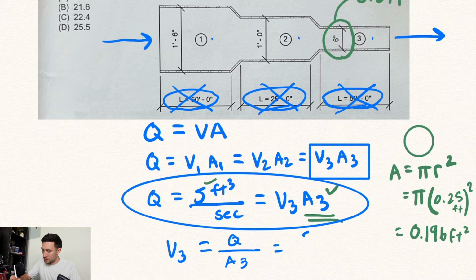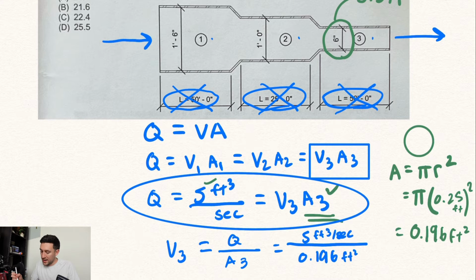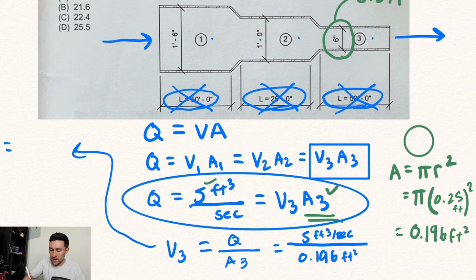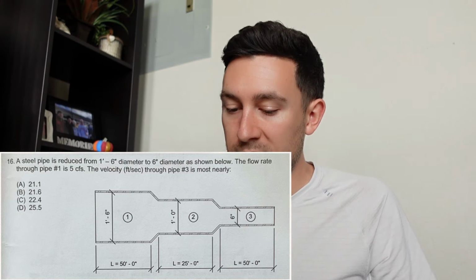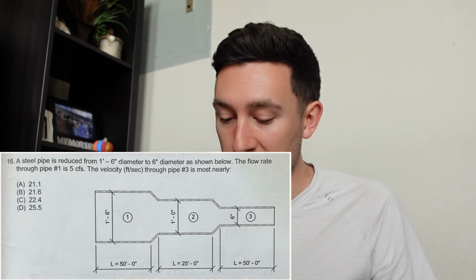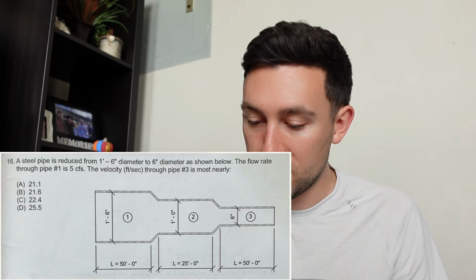5 feet cubed per second divided by the 0.196 feet squared. And what do we have left over? I'm going to put my answer all the way over here in bold. We got V3. Let's plug it into our calculators. 5 divided by 0.196. And we get 25.5 feet per second. Now, does that match up with any of the answers in the problem? And it looks like it does in fact match up with D.